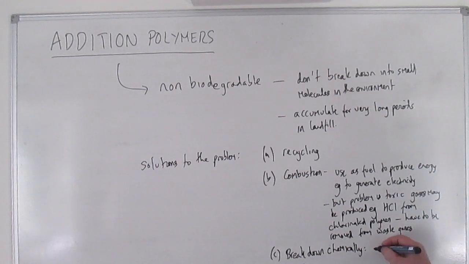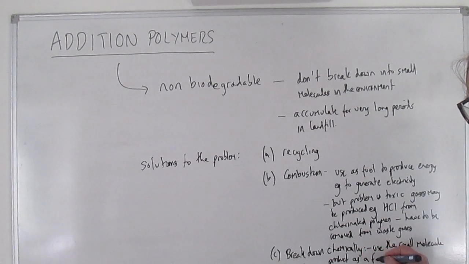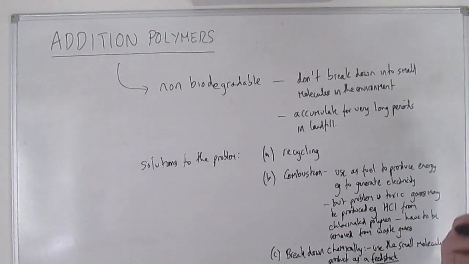So in general terms we could say break down chemically and use the small molecule products as a feedstock, is the word that gets used. Feedstock just means the chemicals which are fed in to various processes for making other useful chemicals. So use the small molecule products as a feedstock for making other organic chemicals. And that may become an important way forward in the future as well.